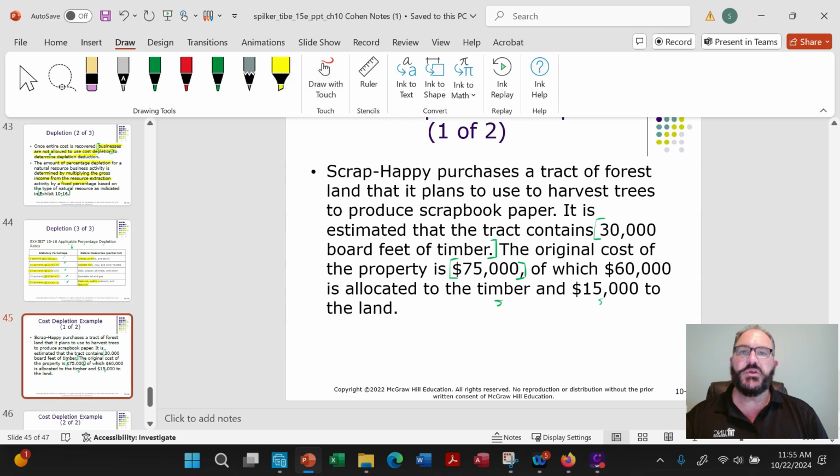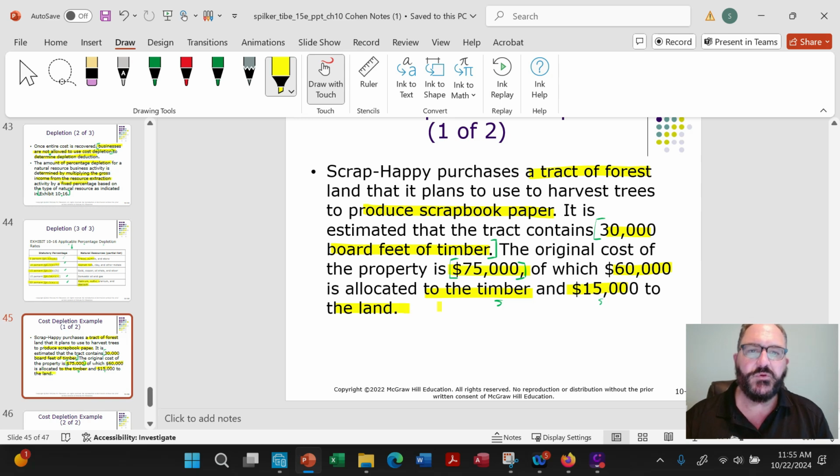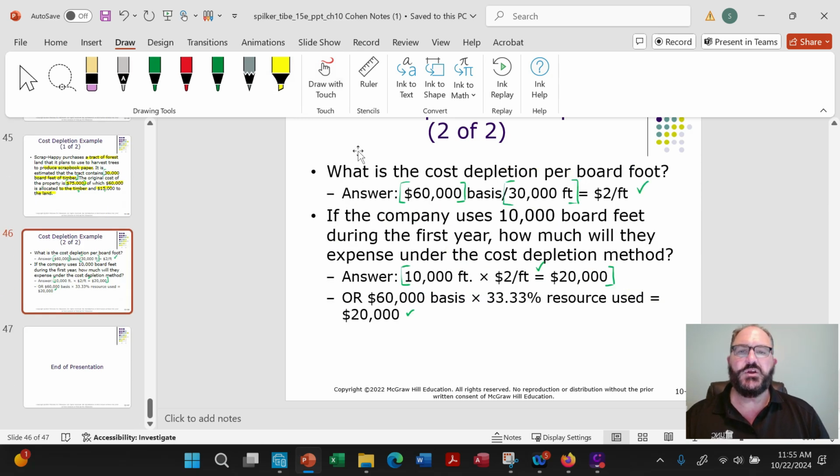Okay, so here's an example. Scrap Happy has a tract of forest land they use to harvest trees to produce scrap paper. It's estimated that the tract has 30,000 board feet of timber. The original cost of the property is $75,000, of which $60,000 is allocated to the timber and $15,000 to the land. So what do we do here? What is the cost depletion per board foot? This is the actual cost. So we have $60,000 divided by 30,000 feet. This is the amount that the trees were worth, $2 a foot.